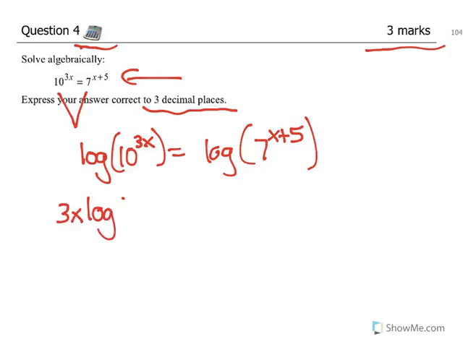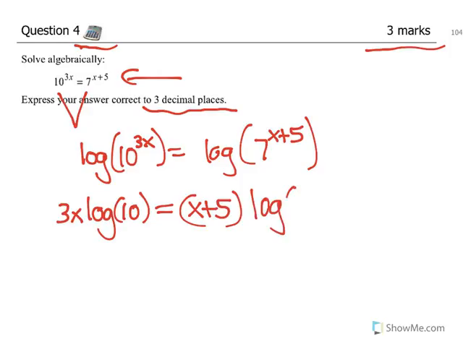So it's 3x log of 10 equals x plus 5 log of 7. That's how these are always going to work. Now the rules are you expand, get everything with an x on one side, everything without an x on the other side, factor, and solve.